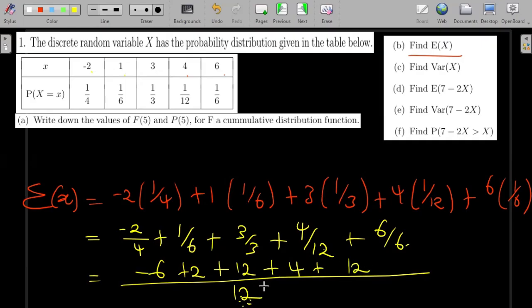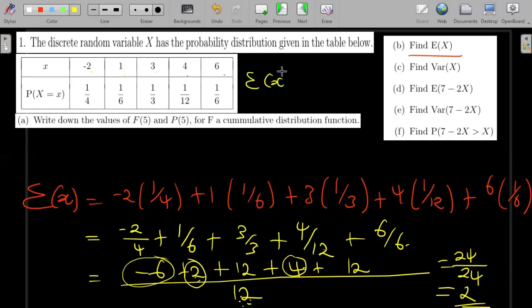Okay, so now let's add these things. So this is 4 plus 2. Okay, I'm going to get 6. And then that 6 minus the 6, I'm going to get 0. So I'm just remaining with 12 plus 12, which is 24, and then divided by another 24. So this will give me 2. Okay, so that one now is the correct answer. So it means the expected value of x, you can write it here, we're just finding 2.